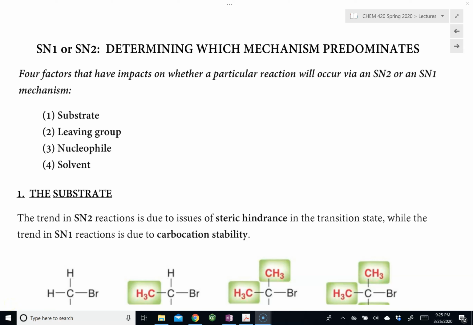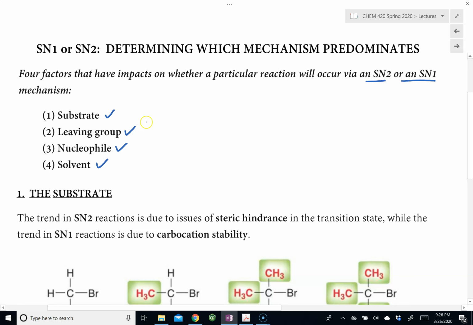In substitution reactions, there are four factors that impact the mechanism of the reaction, whether the reaction proceeds through an SN2 or an SN1 mechanism. It depends on the following factors. First, the substrate. What is the structure of the substrate? Second, what type of leaving group do we have? Third, what kind of nucleophile do we have? Is it a strong nucleophile or a weak nucleophile? And lastly, the solvent. What kind of solvent do we have? Is it a polar protic or polar aprotic solvent?